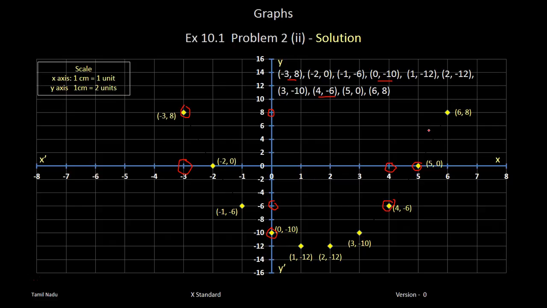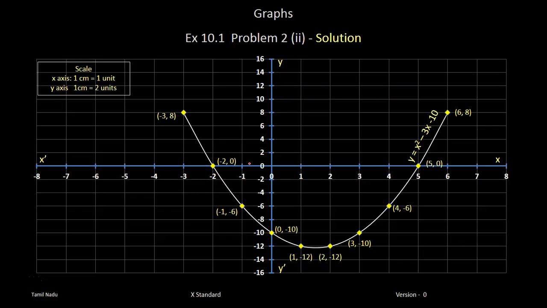Next, what are we asked? We are asked to find the solution. What is the solution? It is where the curve cuts the x-axis. So it cuts the x-axis at this point and at this point, right? So x is equal to 5 or x is equal to minus 2 are the two values of x, or they are the solution for this particular function.